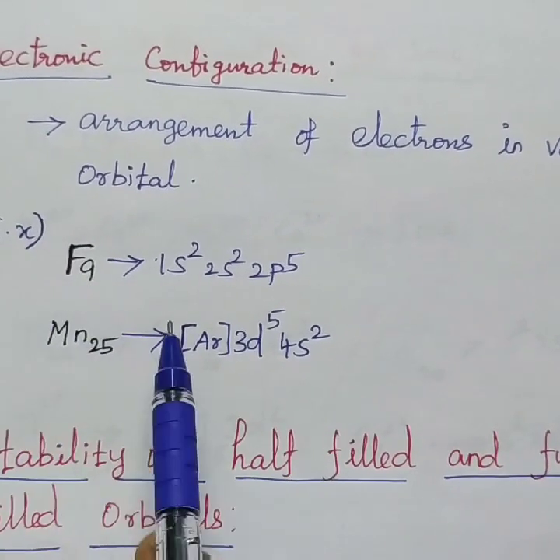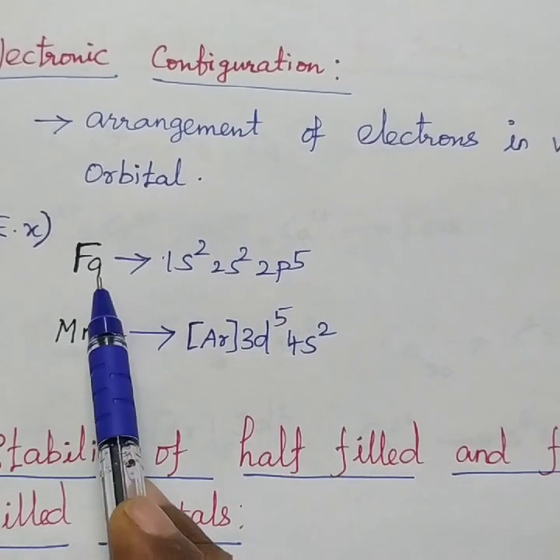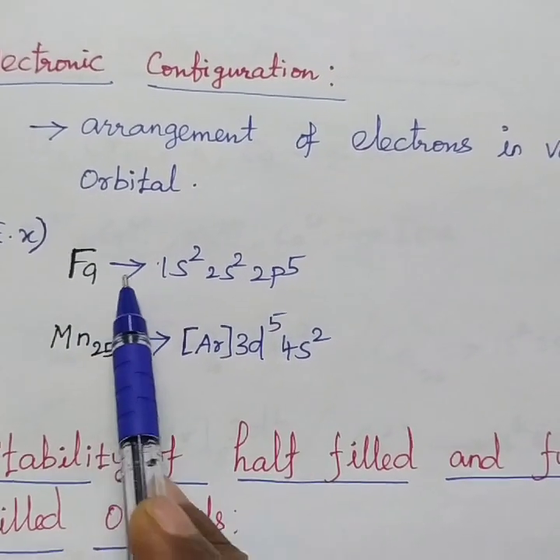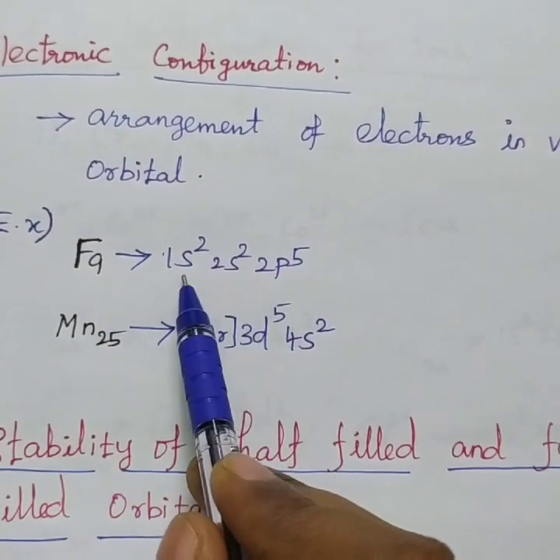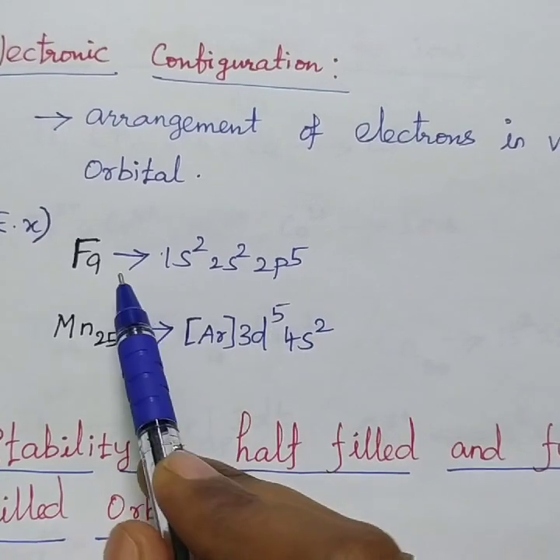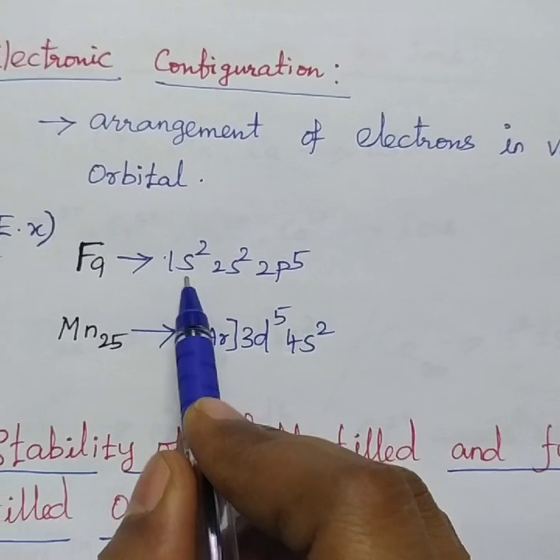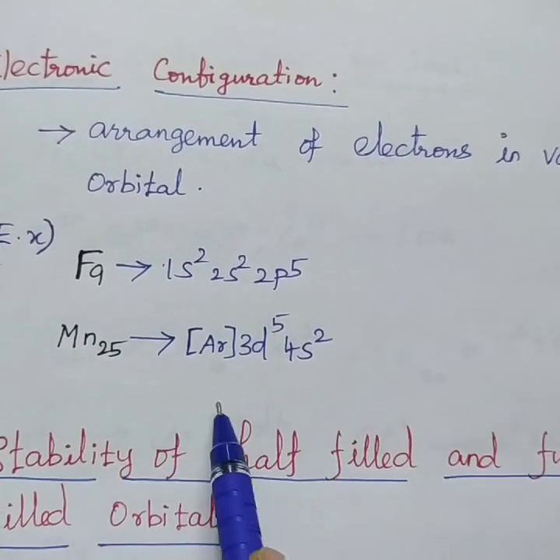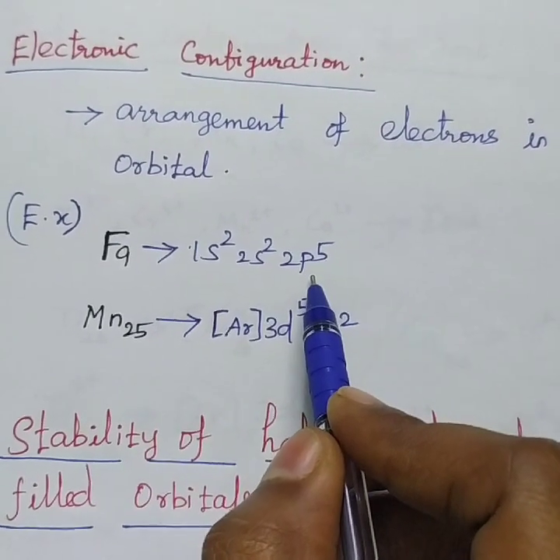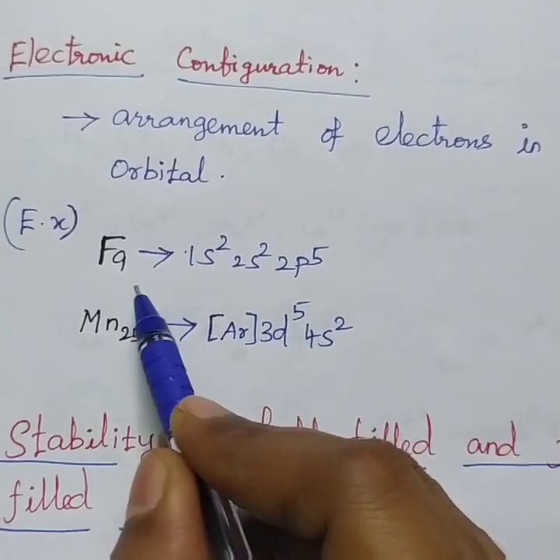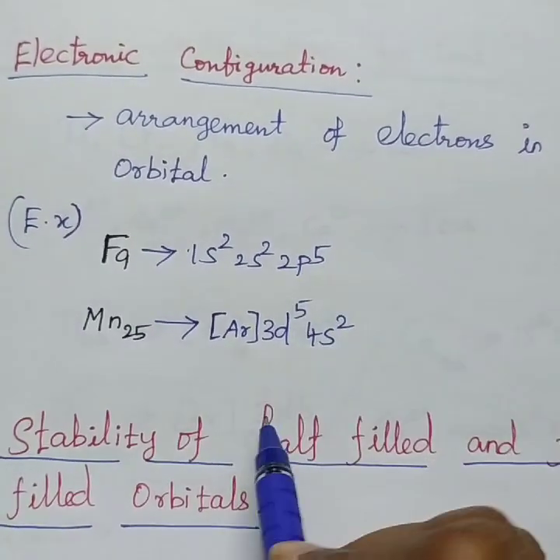So for example, I have written two atoms, fluorine and manganese. Fluorine has atomic number 9. If you want to write the electronic configuration, you write it like this: 1s, 2s, 2p. Then you fill the electrons in the orbitals. The s orbital has a maximum capacity of 2, and the 2s also 2. Then 2p has a maximum capacity of 6, but we have only the remaining 5 electrons, which I have filled in the 2p orbital.